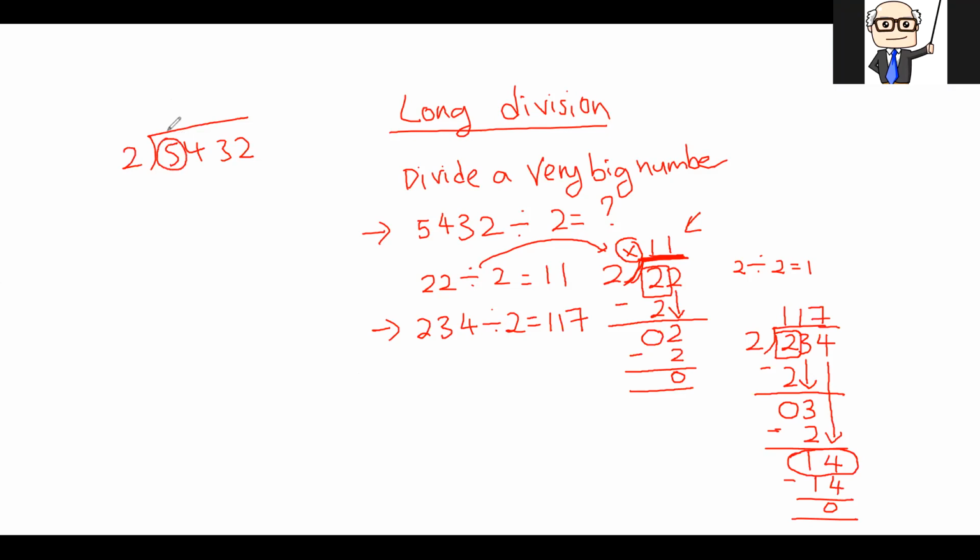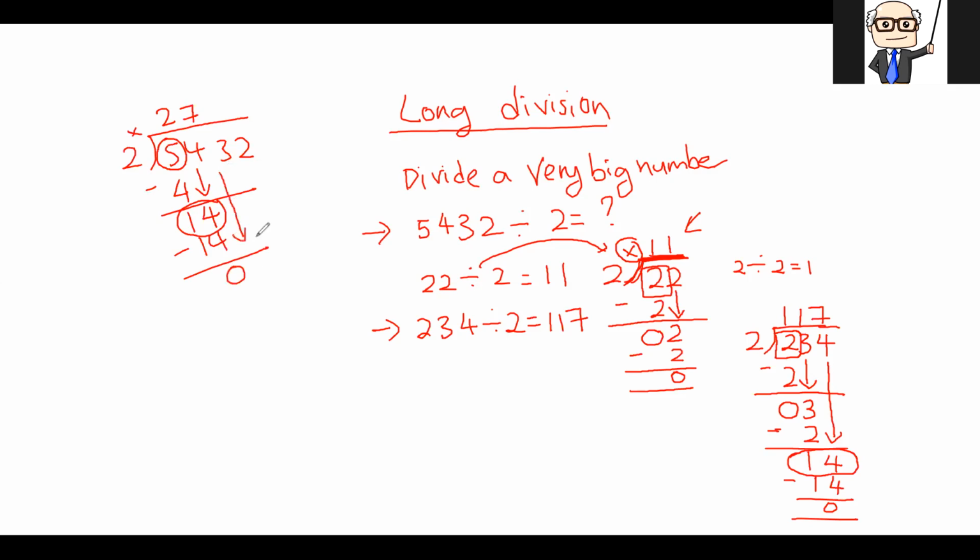So 5 divided by 2, right? At most, I can only have 2. So 2 times 2, you will get a 4. 5, we take away the 4, we are left with a 1. And then we bring down the next number, which is a 4 also. Now we have these two numbers. This is called 14. So 14 divided by 2 is equal to 7. So 7 times 2 is 14. Minus, 14 minus 14 is 0.